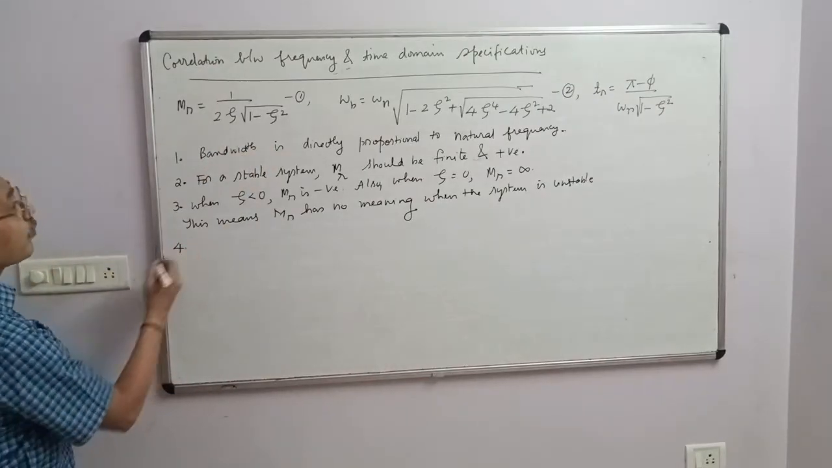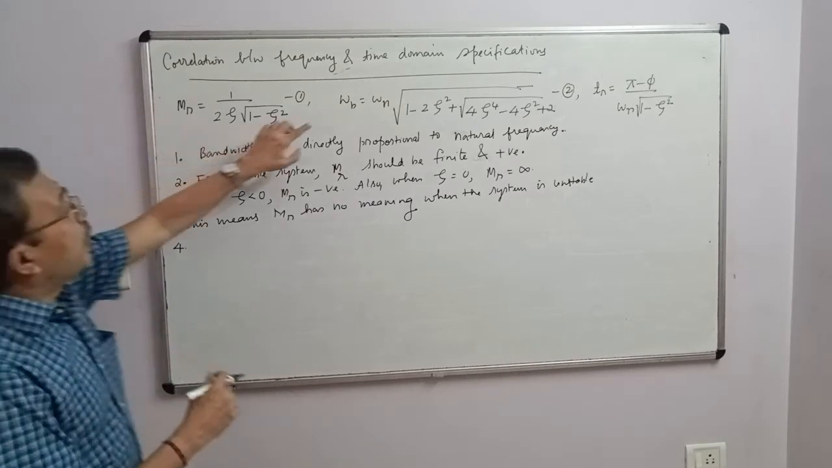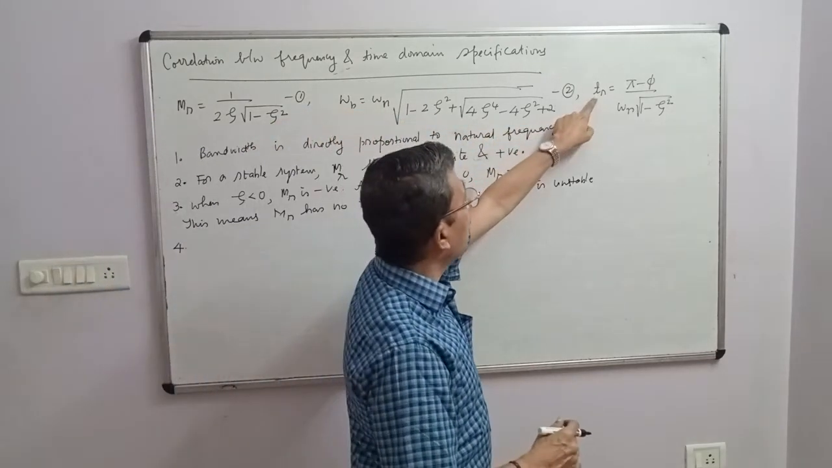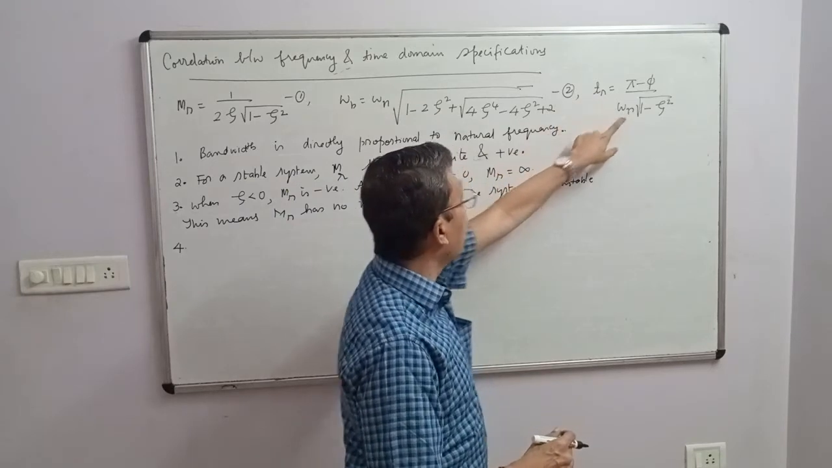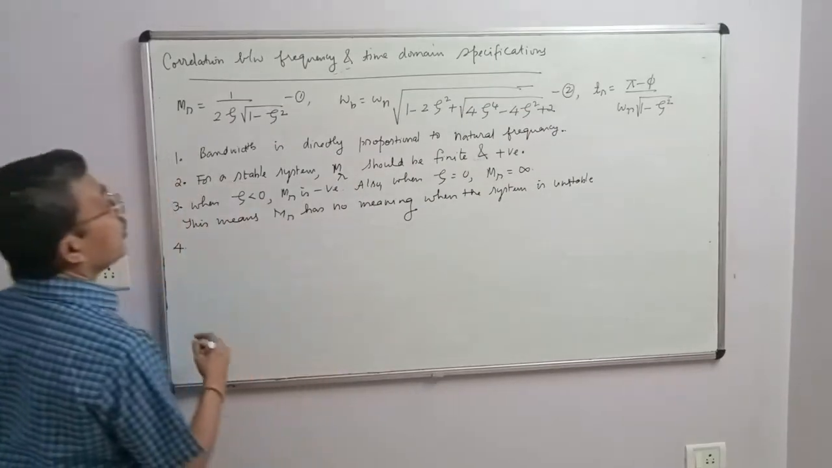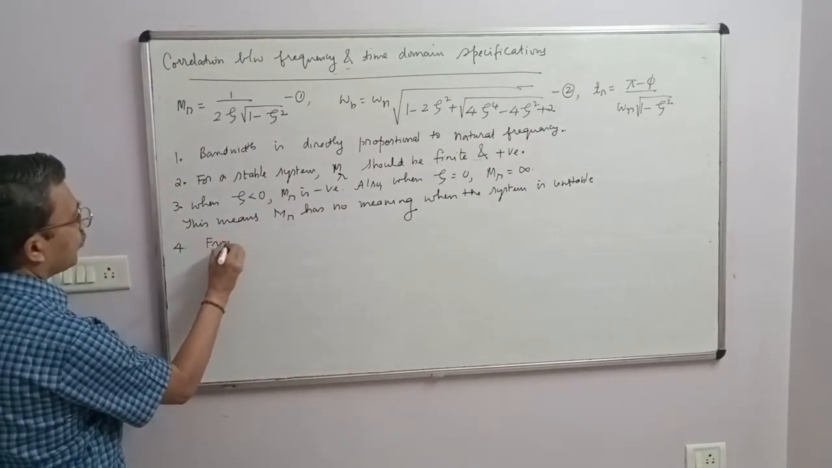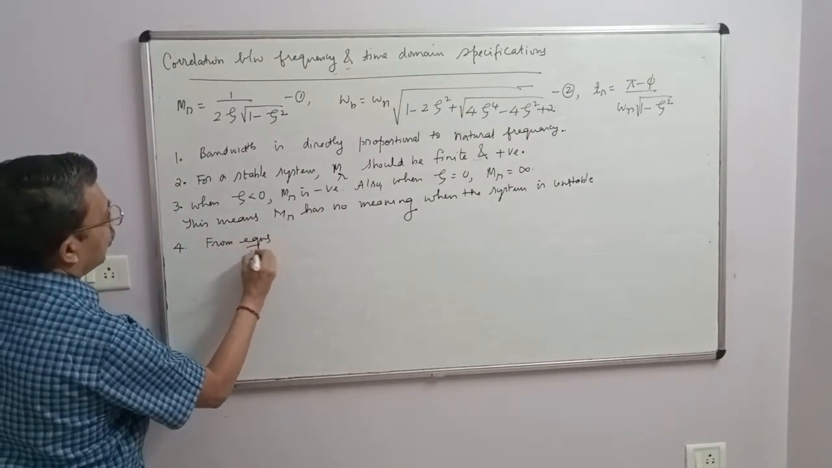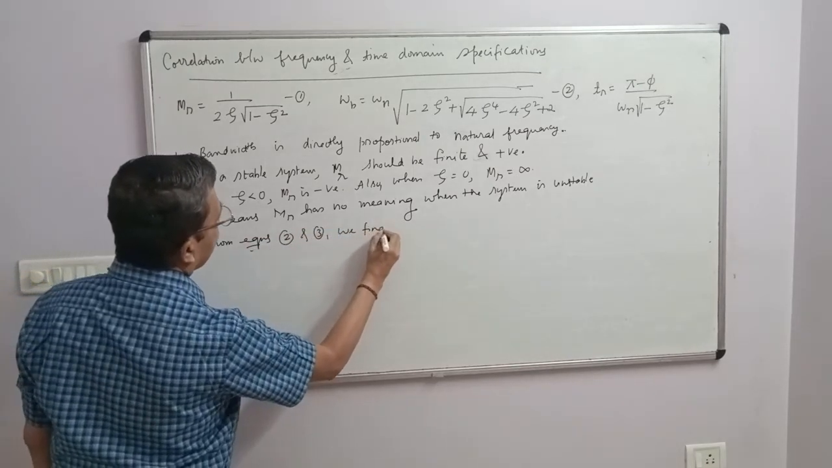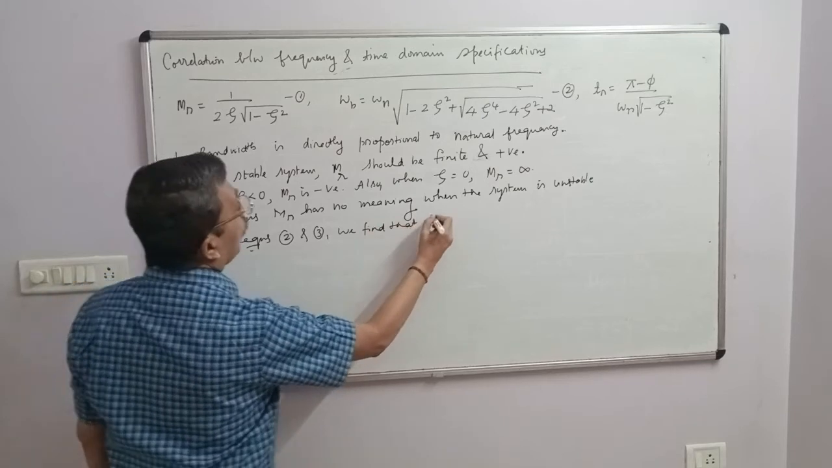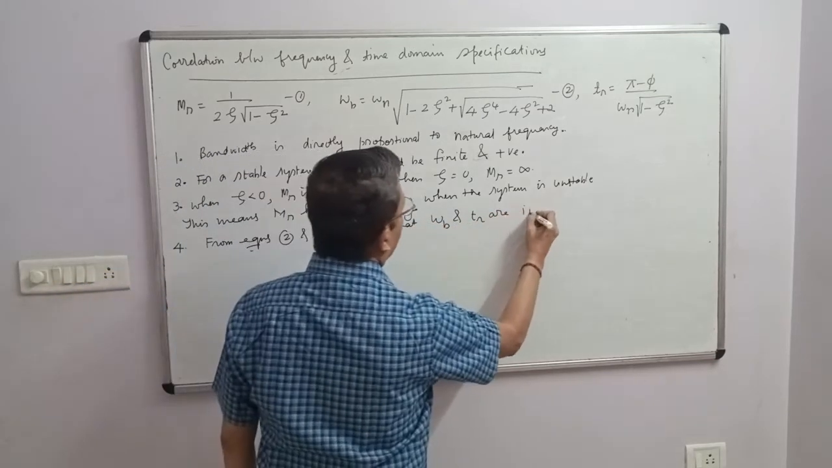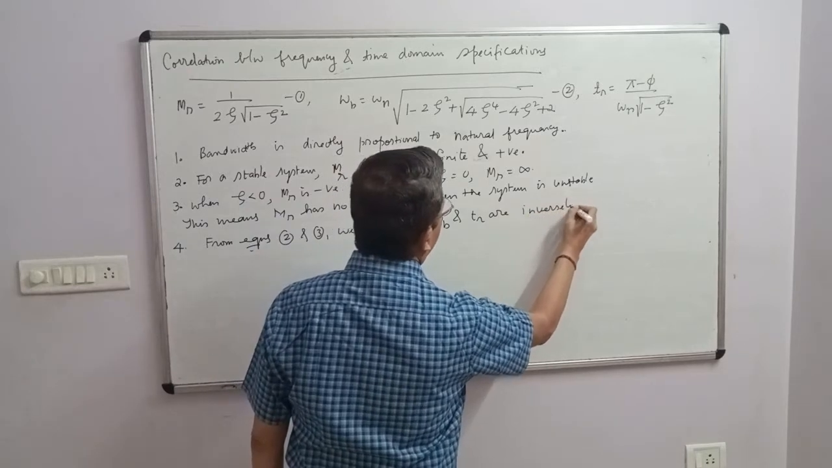Fourth one, bandwidth is directly proportional to omega n. Rise time is inversely proportional to omega n. Therefore, omega b and tr are inversely proportional to each other. From equations 2 and 3, we find that omega b and tr are inversely proportional to each other.